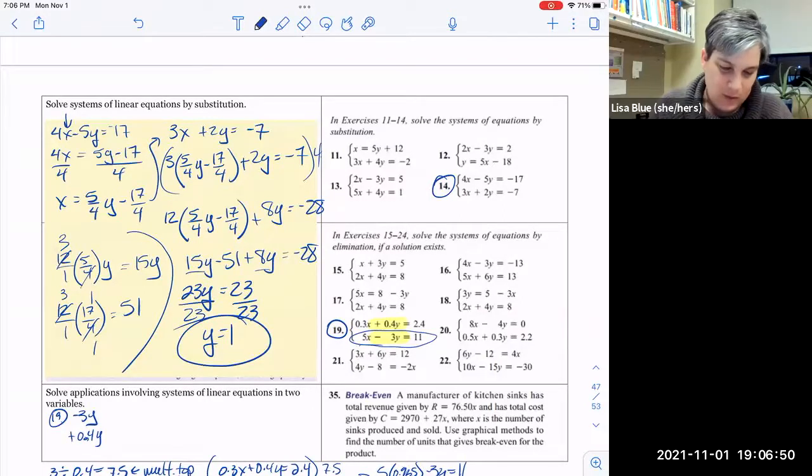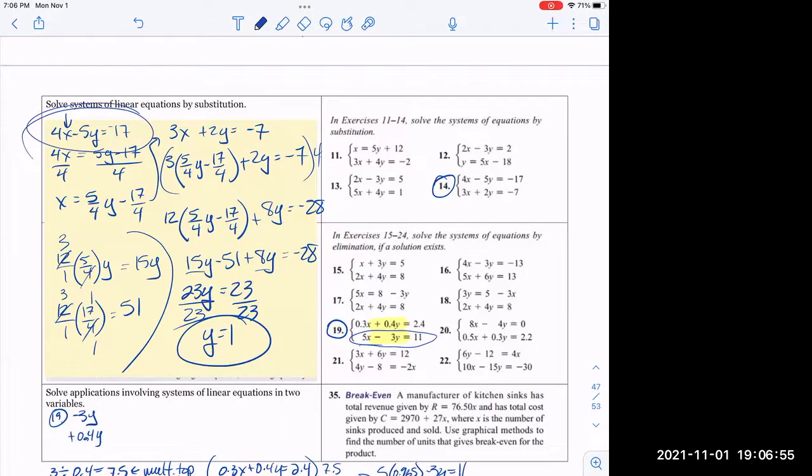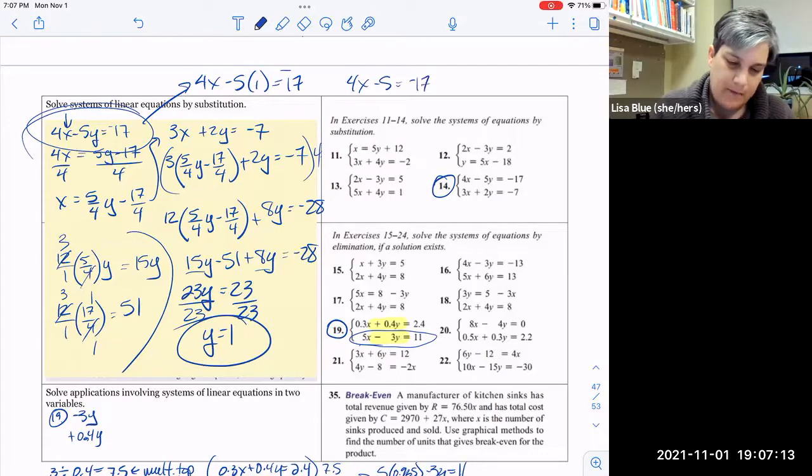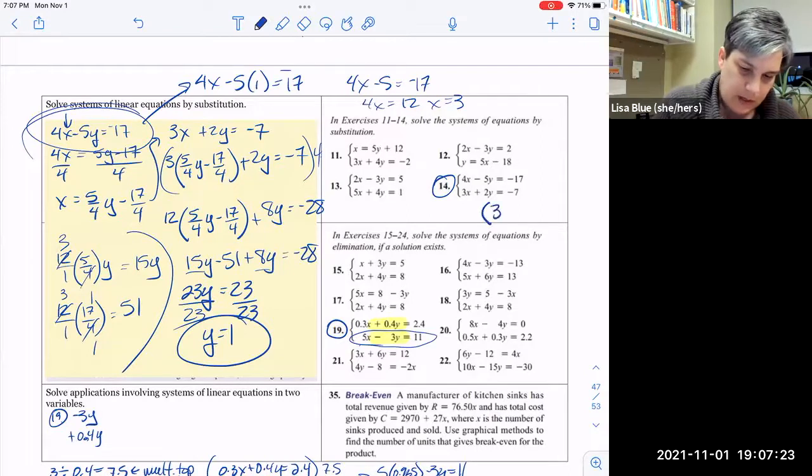And then now that we've got y equals 1, we got to plug it back into this one to get x. And so we could say 4x minus 5 times 1 equals negative 17. So 4x minus 5 equals negative 17. Add 5 to both sides. I'm going to get 4x equals 12. X is going to be equal to 3. All right. So the answer for 14 is going to be 3, 1.